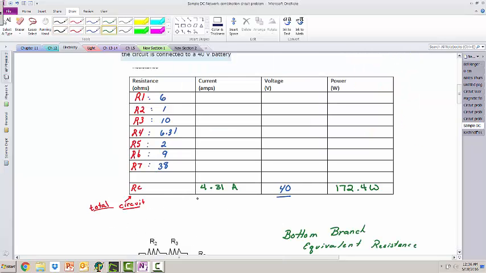Before we get too excited, I'm going to fill in that table with some of this information. So I went back up to my table and I said I know what the total circuit current is, 4.31 amps. I know what the total circuit power is, 172.4 watts. That's all I can fill in yet, but it's going to start.